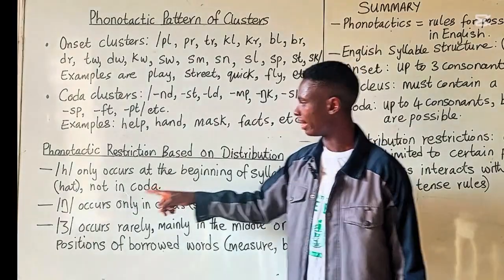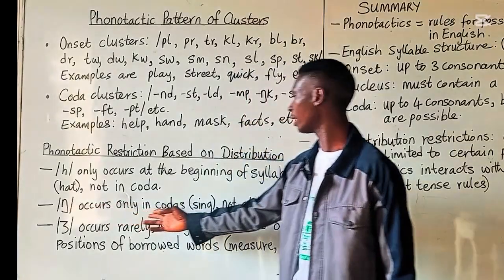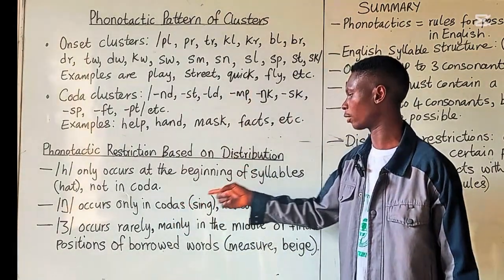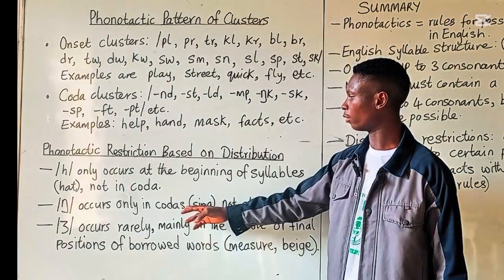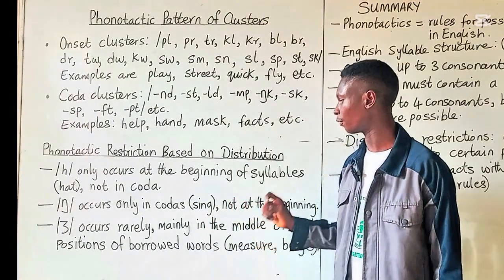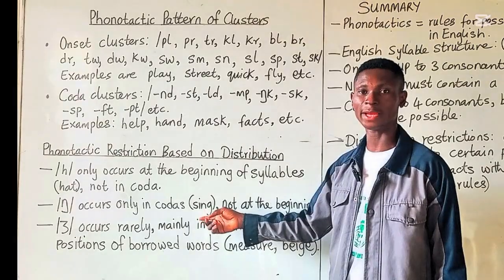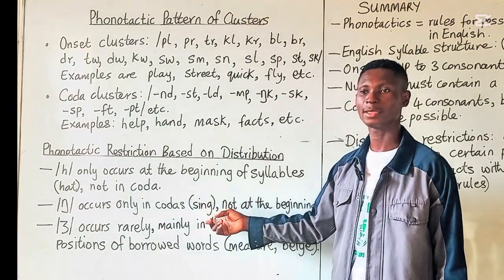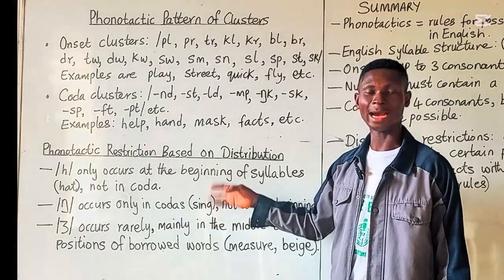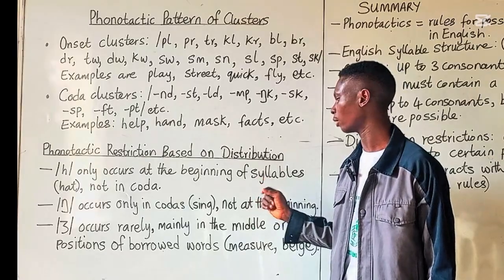Number two, the ng sound, that is the voiced velar nasal, occurs only in codas. Codas means the final consonant sound. So we can only have the ng sound at the end of a syllable, not at the beginning of the syllable. For instance, in the word sing, we have ng at the end. Sing, king, and so on. So we have ng at the final position and not really at the initial position.